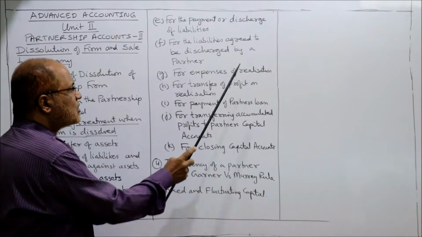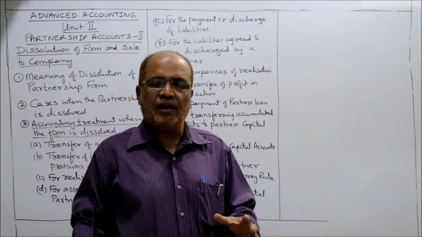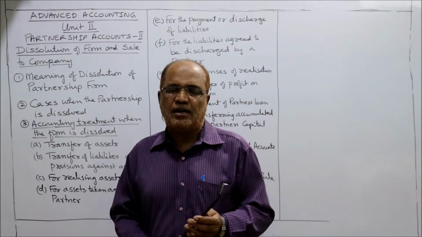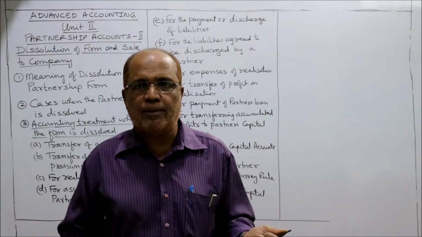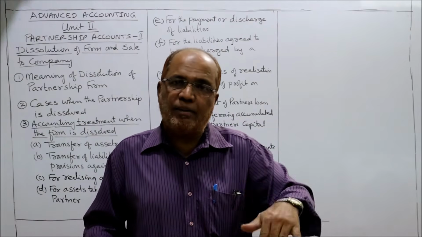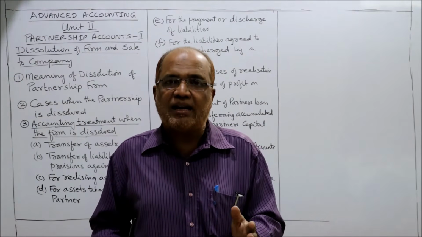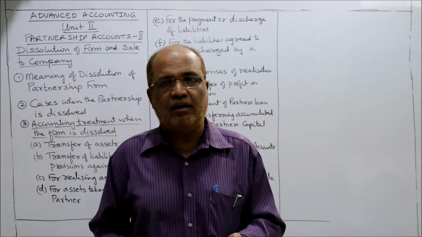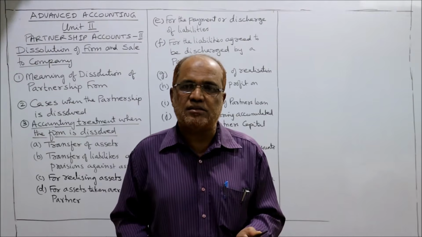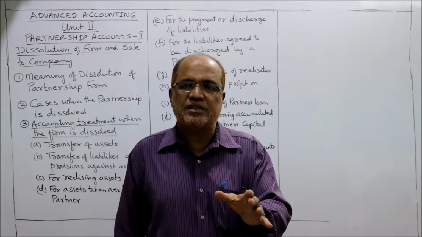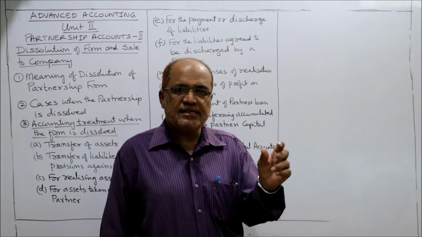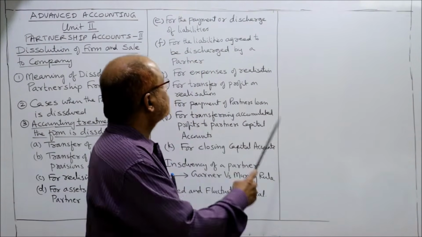Next, for expenses of realization. This job of realizing the assets and paying the liabilities, where a person has to incur some expenditure. ये easily नहीं होता है। ये पूरे assets को बेचना, पैसा realize करना, फिर liabilities को pay करना, ये सब activities के लिए some expenditure will be incurred. Those expenses are called realization expenses. तो entry for realization expenses is realization account debit to bank.